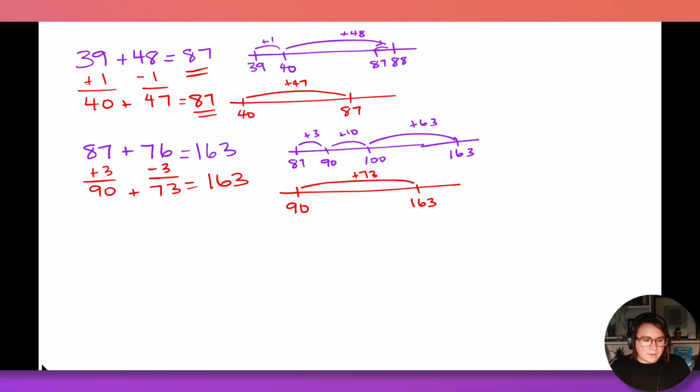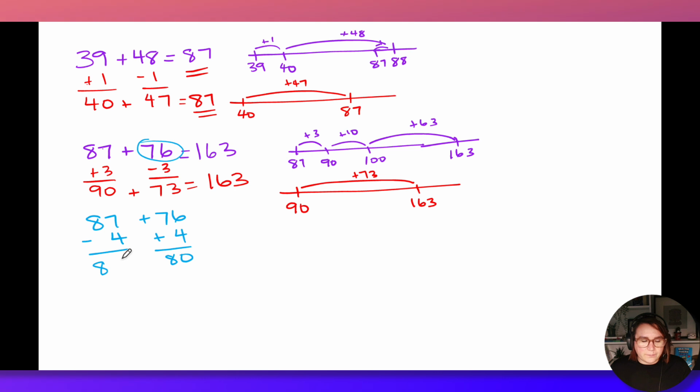And I'm wondering, could we think about this strategy even in a different way? Like, did anybody start with the 76? I think maybe I'm going to use that one as my give and take. If we have 87 plus 76, what do we need to add to 76 to make it a friendly number? Well, we have to add 4 to get to 80. Could we take 4 away from 87? And now we have 83 plus 80. I wonder if that would still get us 163.